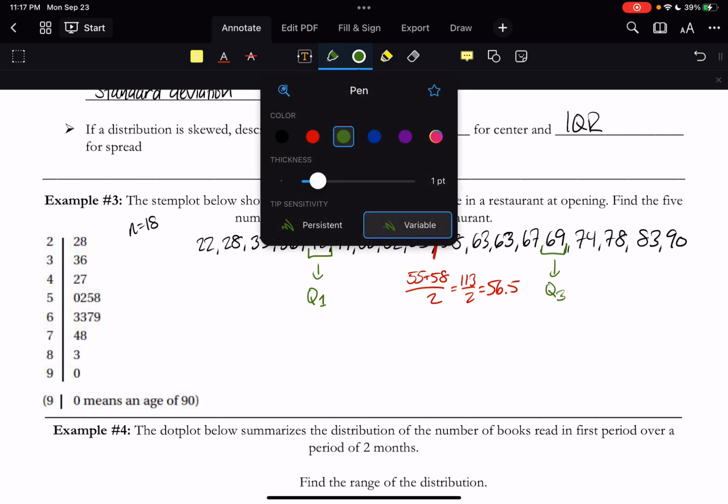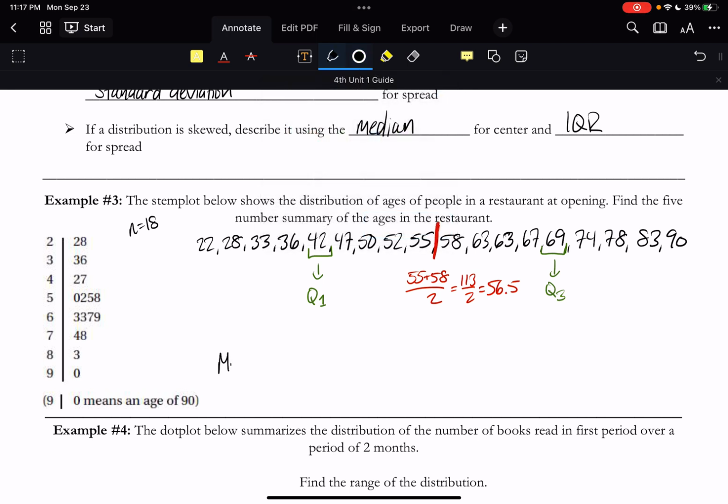So the 5-number summary. I have the minimum is 22. I have a lower quartile of 42. I have a median of 56.5. I have an upper quartile of 69, and then I have a maximum of 90.